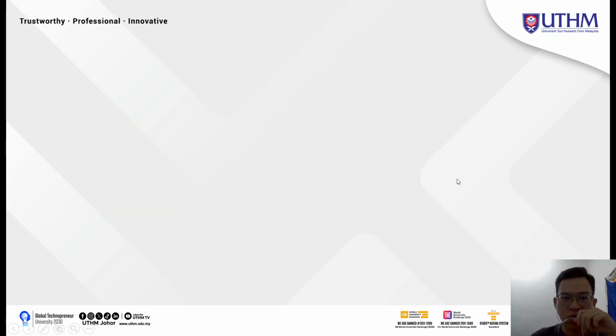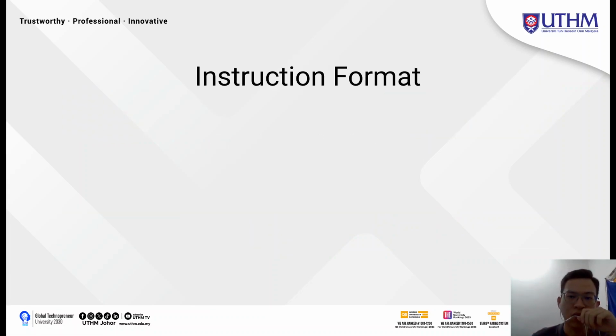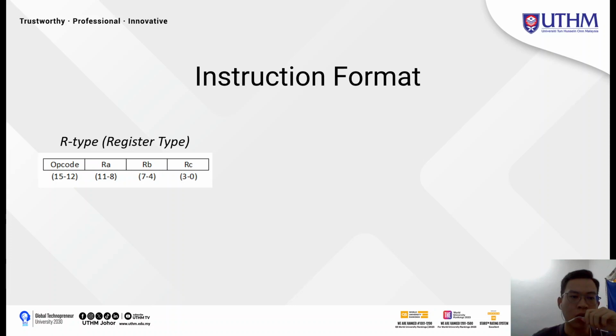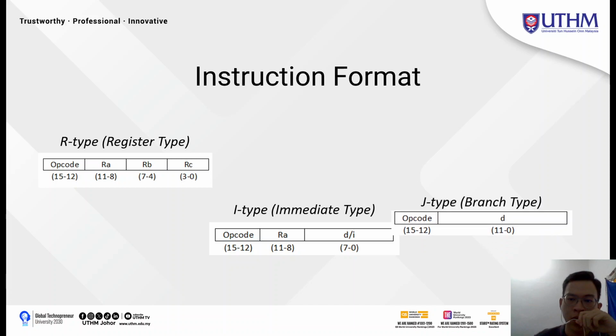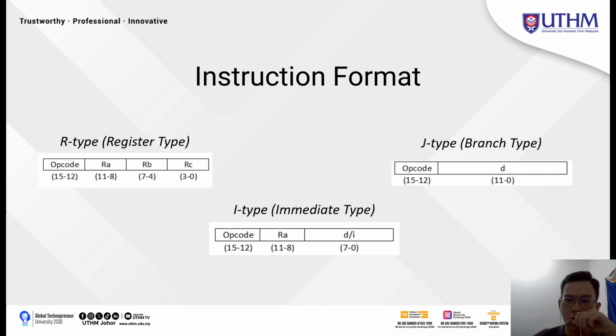For the methodology, there are 3 types of instruction formats used in this project. The first one is R type or register type. This type of instruction format is for the arithmetic instructions, the logical instructions, and rotate instructions. Secondly is I type or immediate type. It is for the load, store, and move immediate instructions. And the third one is J type, or so-called branch or jump type. This one is for the unconditional and conditional branch instructions.